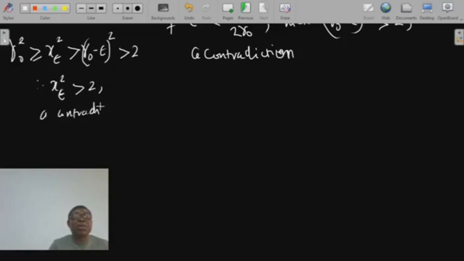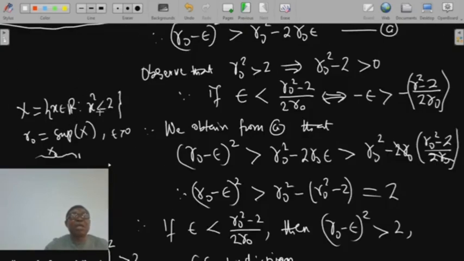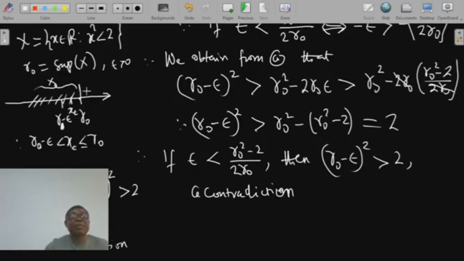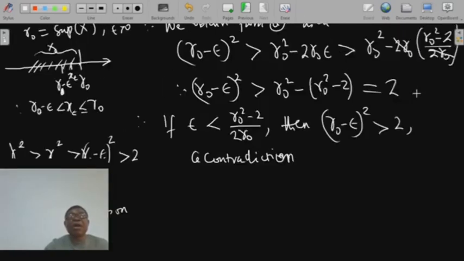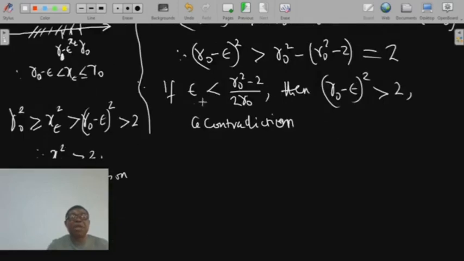Why is this a contradiction? It is a contradiction because x epsilon belongs to this set, meaning that x epsilon squared must be less than 2. But with this, we have that x epsilon squared is bigger than 2, contradicting the fact that x epsilon is coming from this set. So that is where this contradiction we are pointing out here comes from. So let me demarcate this. So that is where the contradiction comes from.